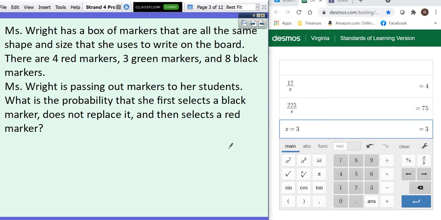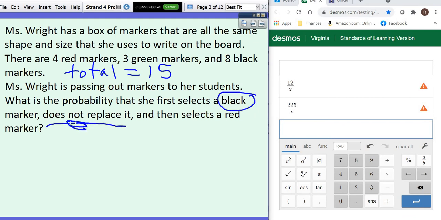Miss Wright has a box of markers that are all the same size and shape that she uses to write on the board. Sound familiar, doesn't it? She has 4 red markers, 3 green markers, and 8 black markers. So again, her total is 15. That didn't change. Now let's see what happens. Miss Wright is passing out markers to her students. What's the probability that she first selects a black, does not replace it, and then selects a red?